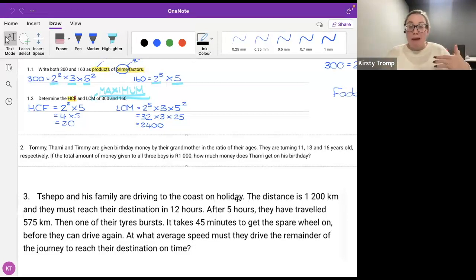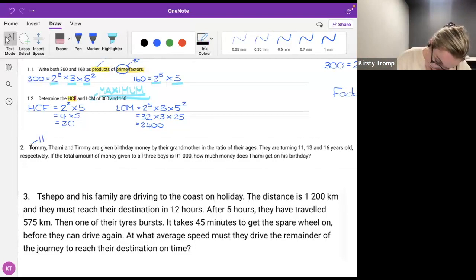The word respectively means that if I put Tommy, Tammy, and Timmy's names in order like that, and then I told you 11, 13, and 16, that's the order we're following. So it means that Tommy is 11, Tammy is 13 and Timmy is 16. That's all that word respectively means.